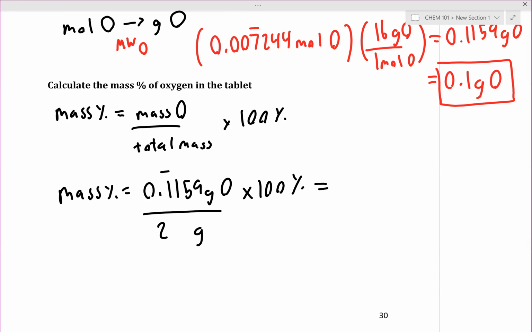So we end up with an output of about 5.79%. We can only retain 1 sig fig, so we report this as 6%. Assuming, of course, the only oxygen source is our aspirin. Does that make sense to everyone? Okay. So I'm going to let you loose on another multi-step calculation so that you get some practice, and we work on some guided practice together for exam level problems.